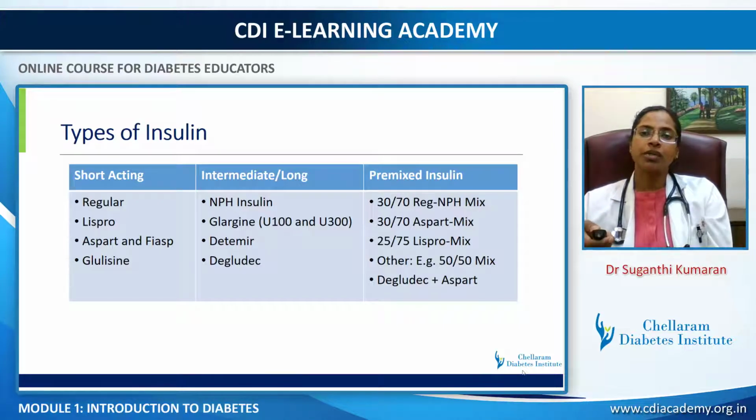The other combinations besides 30-70 are 25-75 and 50-50. In 25-75, 25 would be the Lispro and the 75 would be the longer acting one. In addition to these, we also have degludec with aspart.